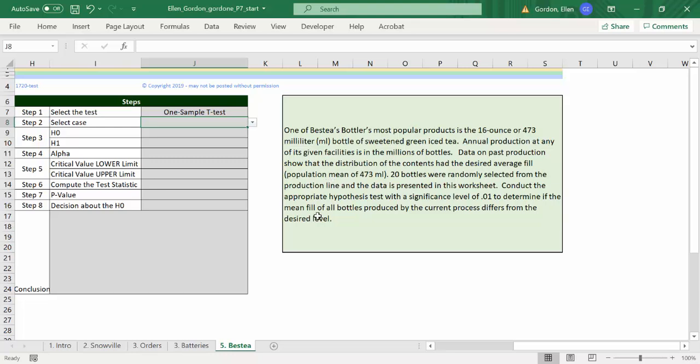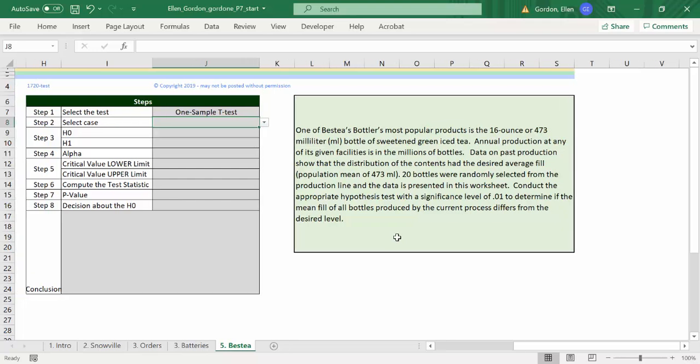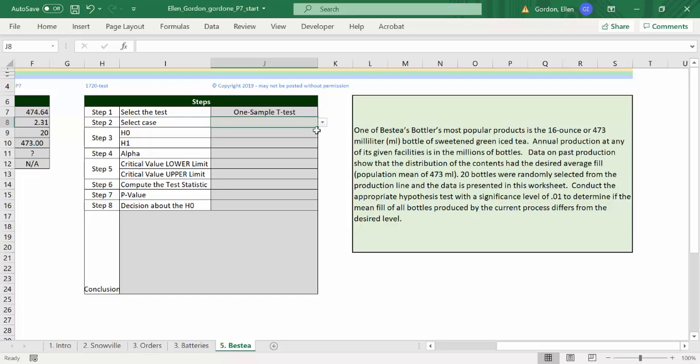You can see here in the research description, it says to conduct the appropriate hypothesis test to determine if the mean fill of the bottles produced by the current process differs from the desired level. So we're looking to see if there's a difference. There's nothing in this research description where we predict that they're overfilling the bottles or underfilling the bottles. We just want to see if the current fill is different. So that would be a two-tailed test.